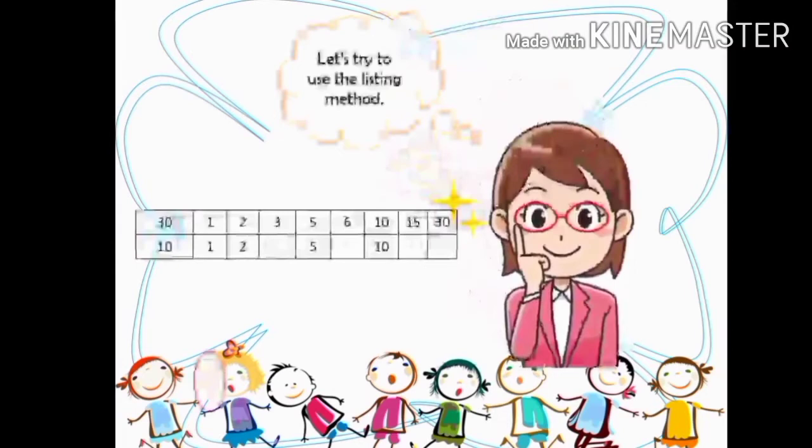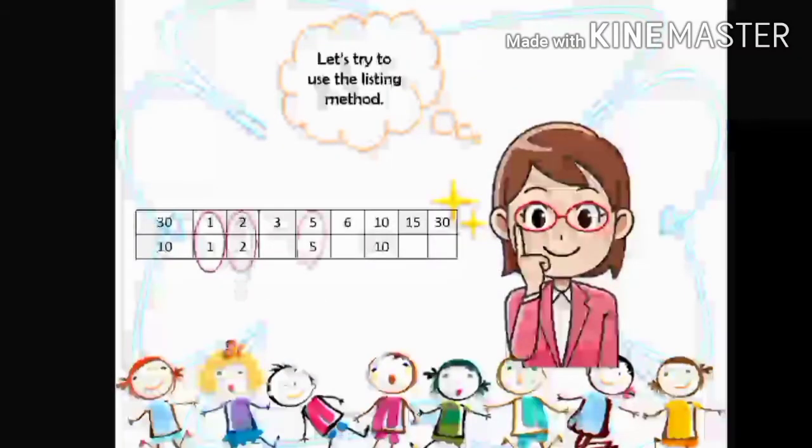So now, we have the listing method. Let's try to use that listing method. First, when we are using the listing method, we will list all the factors of 30 first. So for the factors of 30, we have 1 and 30, 2 and 15, 3 and 10, and 5 and 6. For number 10, we have 1 and 10, and 2 and 5.